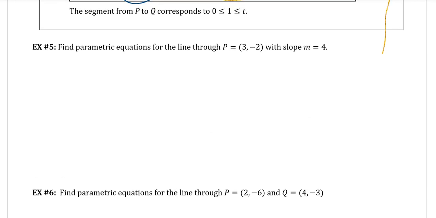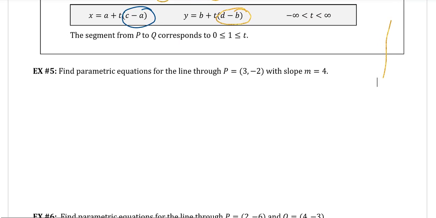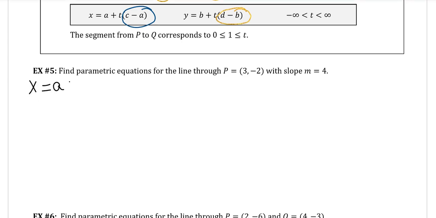So for number 5, we are finding the parametric equations for the line through the point 3, negative 2 with a slope of 4. So we have everything we need here to do this. We're going to use the idea that we have x equals a plus rt, and y equals b plus st. So with p being 3, negative 2, that is our a and our b.